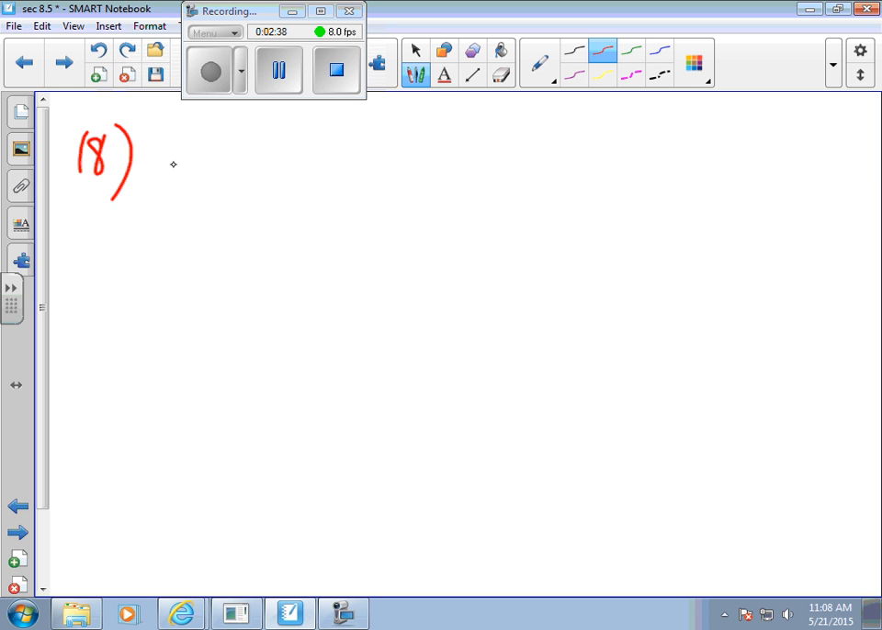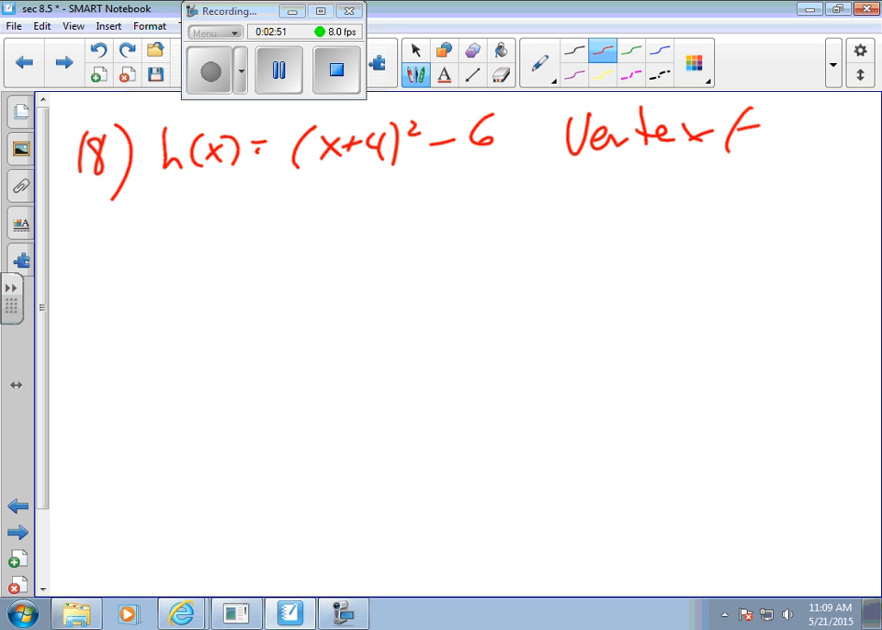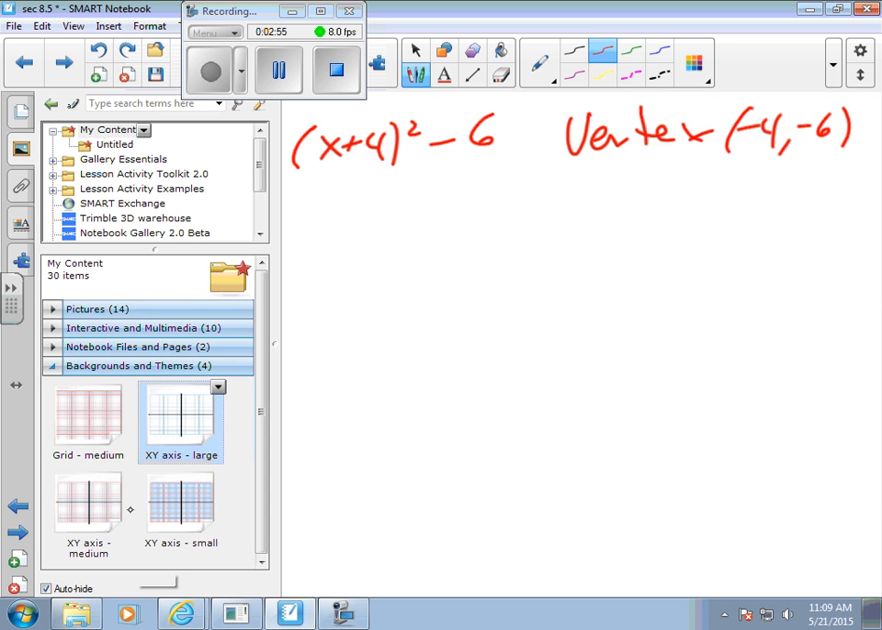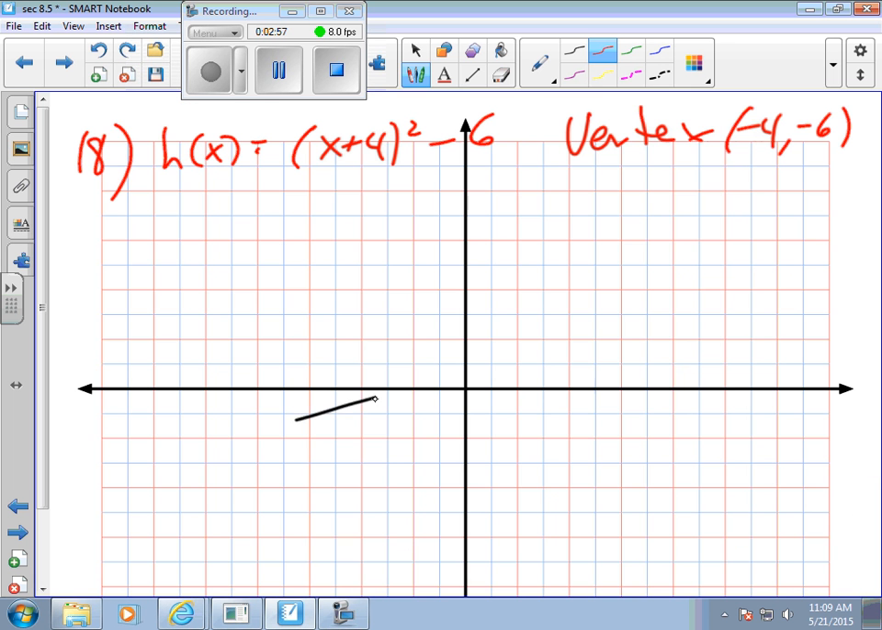It says h of x is equal to x plus 4 squared minus 6. So my vertex is at the opposite of the number in here, same as the one out there. So I get negative 4, negative 6. Let's grab the medium size grid here because of the numbers. Negative 4, negative 6 puts me over here.